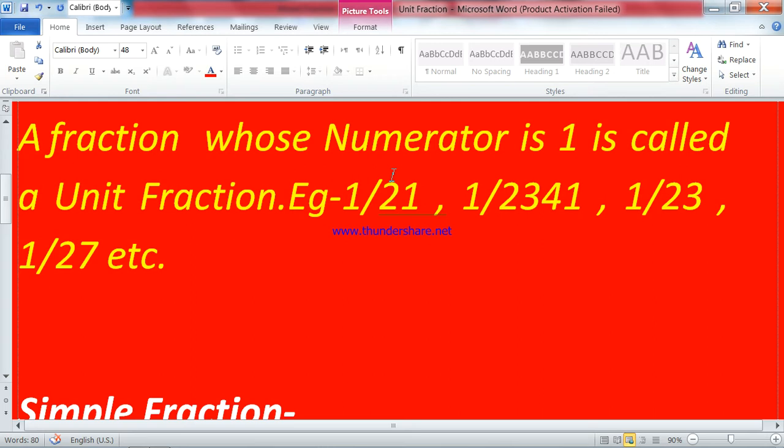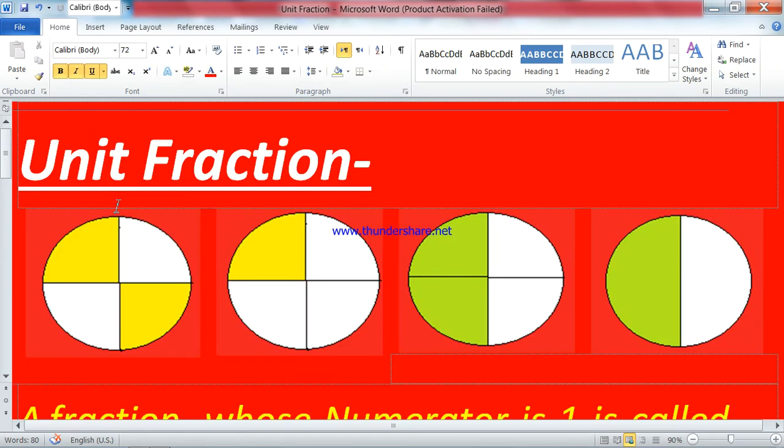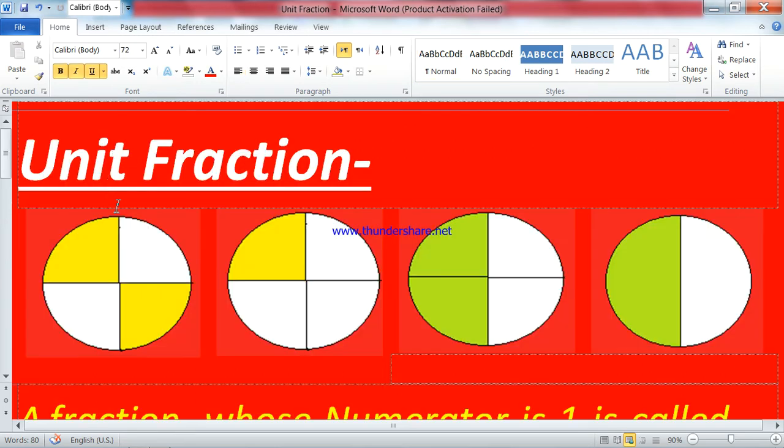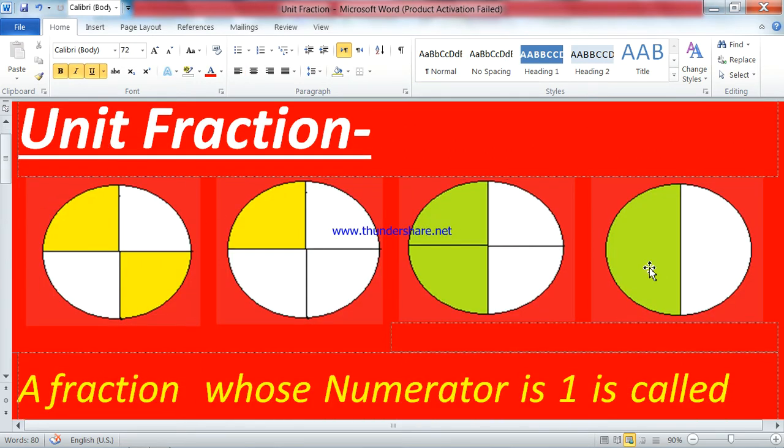I've told you that the fractions whose numerator is 1 are unit fractions. So you have to tell me in these figures which is a unit fraction and which is not a unit fraction.